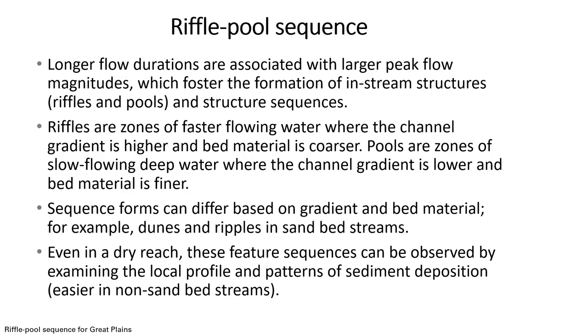While the sequence of these structures or bed forms depends on the local gradient and bed material, this indicator is focused on the presence of a regular repeating sequence in the reach, regardless of whether it is riffle-pool, dune ripple, or another repeating pattern. These sequences can be observed even in dry reaches, as water or flow are not required to see a riffle or pool or other repeating pattern in the stream bed.